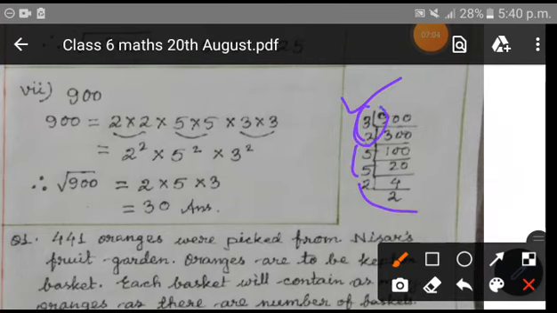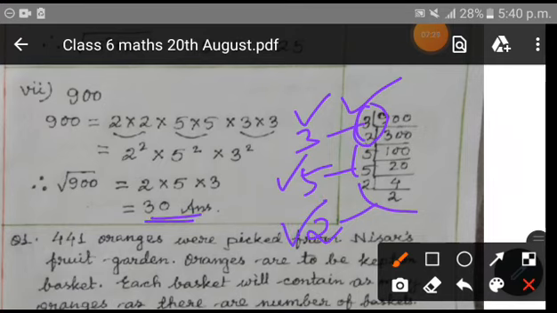See, from these two 3s, a single 3 will come out. From these two 5s, a single 5 will come out, and from these two 2s, a single 2 will come out. Now you multiply 3 into 5 into 2. You will get 30 as the answer. So this is the square root of 900. In this way, you are going to factorize a given number, whatever number is given, then find its square root.